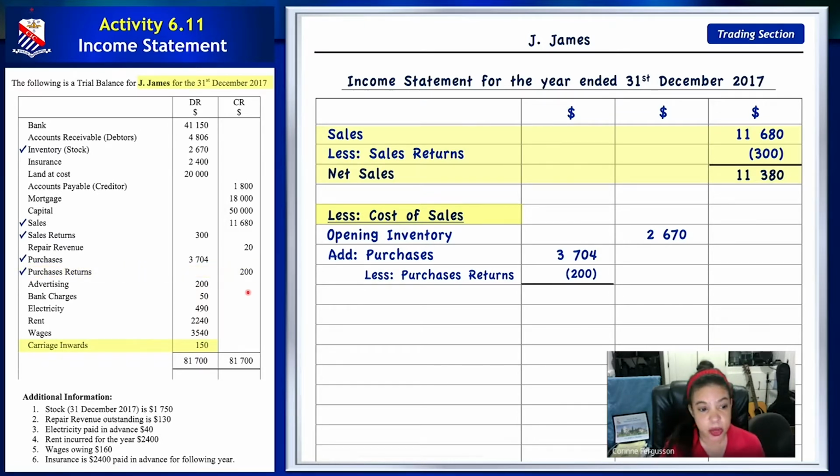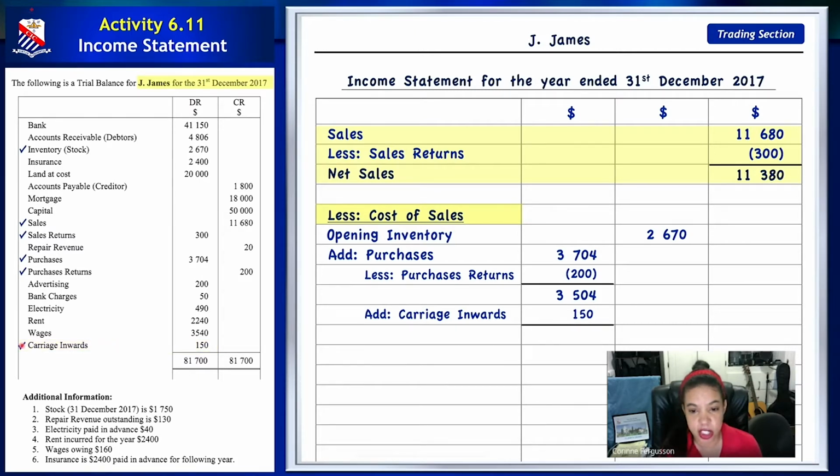So we basically will do just a simple calculation. This figure is nothing as yet. We just have it there as we just calculated. We showed the 3,504 from minusing your purchases. And then the next one that we have to adjust purchases with would be your carriage inwards. That is the transportation in. So when you had ordered or purchased your stock, you may have had to pay for delivery or for transportation in, delivery in, right? So that is added to your cost of the purchases. So it increases the cost of your purchases, so you have to add it to your purchases, and that means that you add the 150.